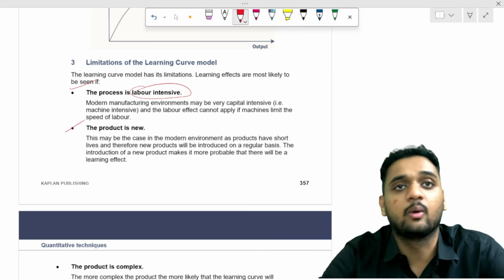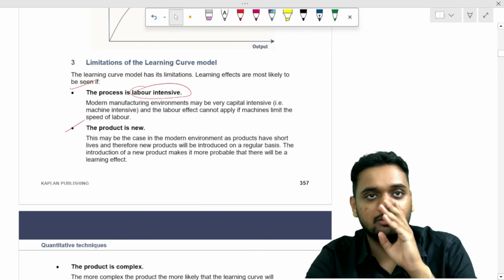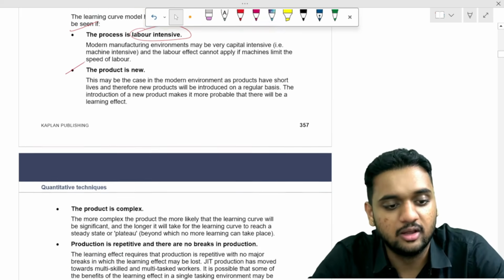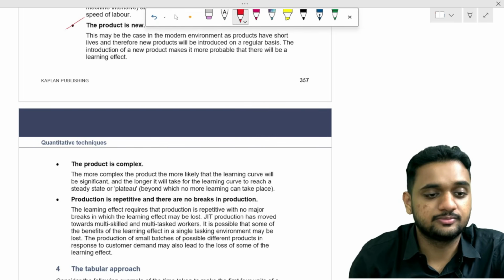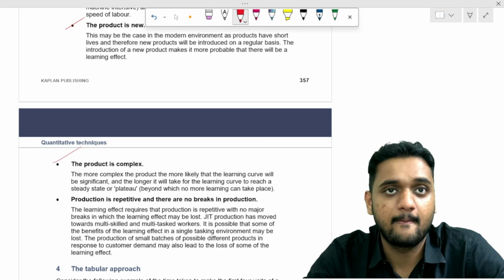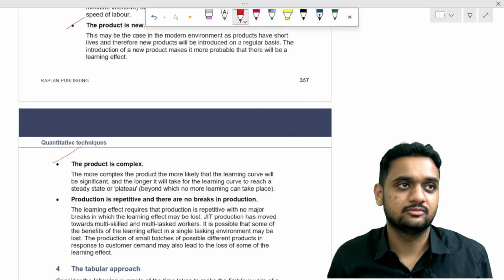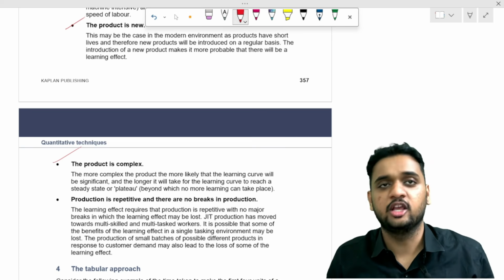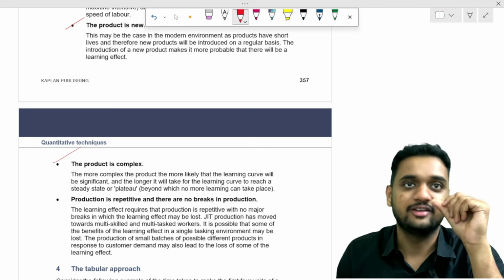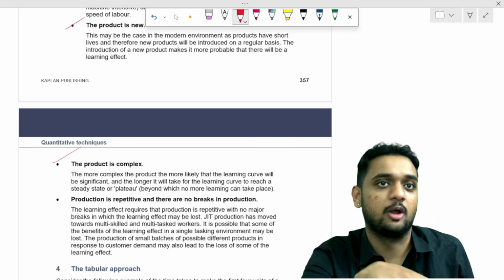Second, the learning curve will work only if the product is new. If you're already doing some product, the learning has already happened. Only for a new product does the time eventually reduce. Understood? Third, the product should be complex. What do you mean by the product is complex? To make the product becomes difficult. For an easy product, the learning curve will not work, and Wright's law will not work accurately. You're saying that as units double, the time decreases by a certain percentage. For a complex product only, it works properly.